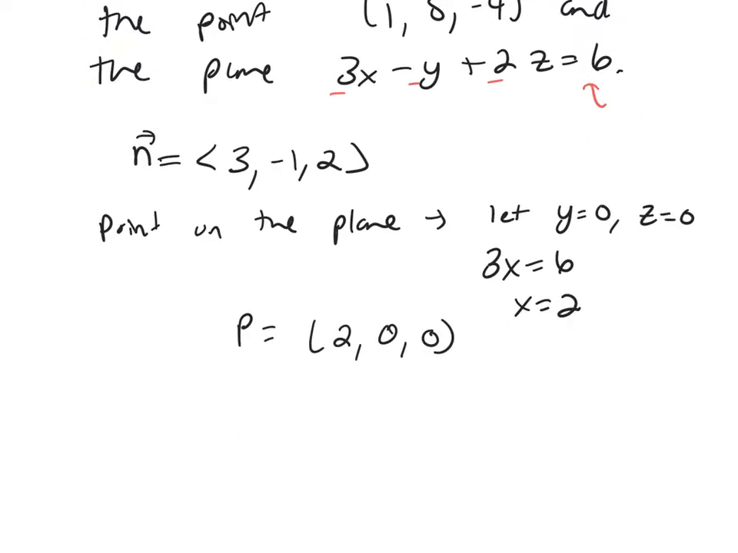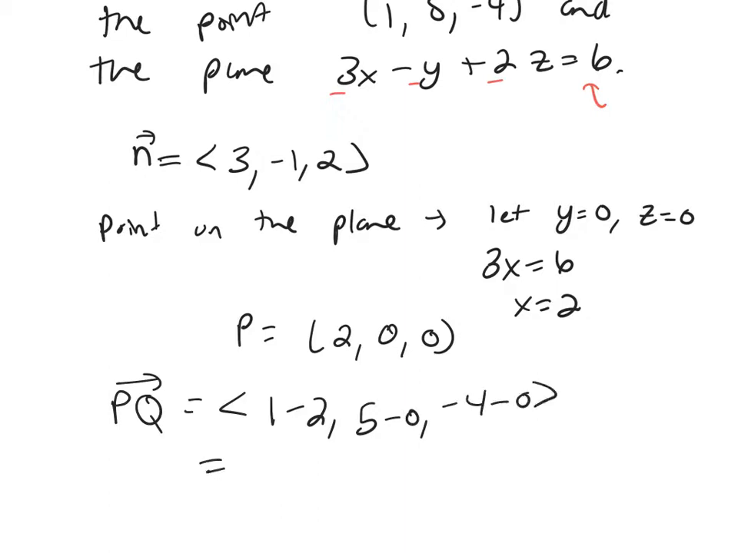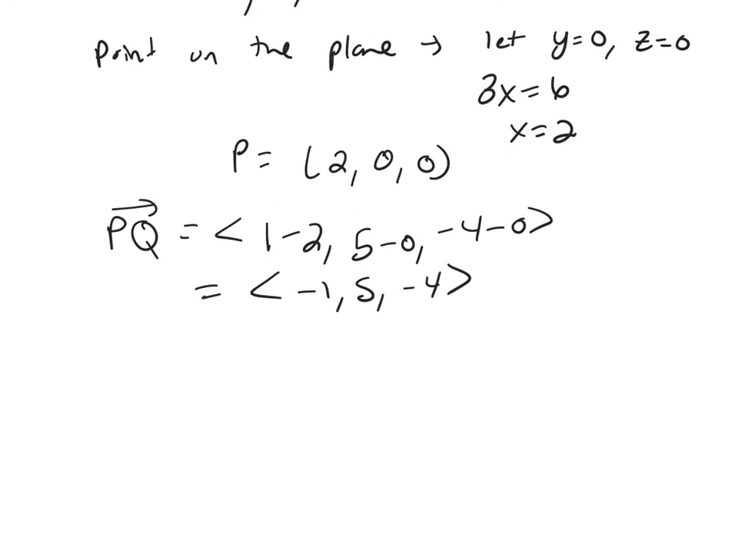So I need the vector PQ. Remember, it's terminal minus initial, so it'll be 1 minus 2, 5 minus 0, -4 minus 0. So this will be (-1, 5, -4). So now I'm ready to find the distance.